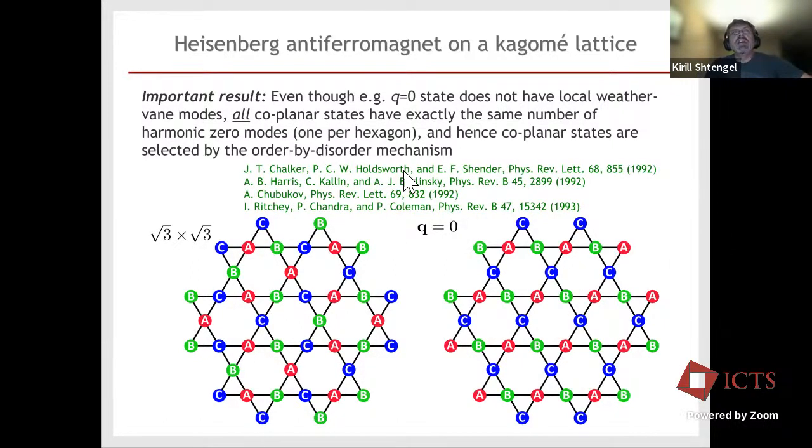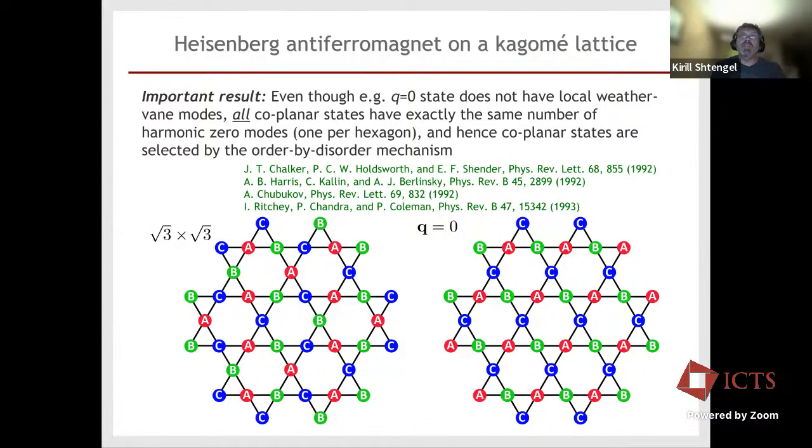So here you would naively think that there is a large number of weather vane modes in the root 3 by root 3 state, and a much smaller number in the Q equals zero state, so you would naively think that the root 3 by root 3 state would win by this logic. An interesting and somewhat surprising result from the early 90s, largely from these four seminal papers, says that actually your intuition is not exactly correct. If you only do the harmonic analysis of the fluctuations, it turns out that all coplanar states come on the same footing, because what I was just telling you about is not really excitations. What I was telling you about were weather vane modes, which are free. These are not excitations. This is just different ground states. But if you start looking at the excitations in harmonic order, it turns out that all of these coplanar states are the same.